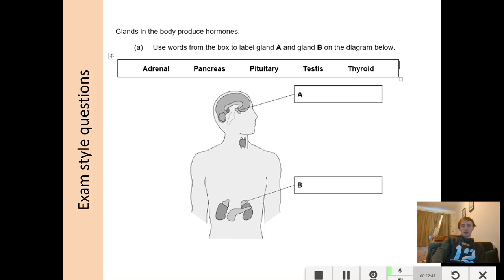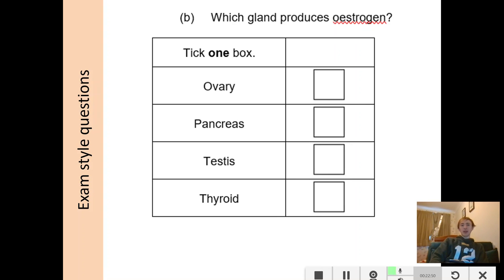Another question, last one I believe. Which gland produces estrogen? You know what, no, forget that question, gents. We'll do that one another time.